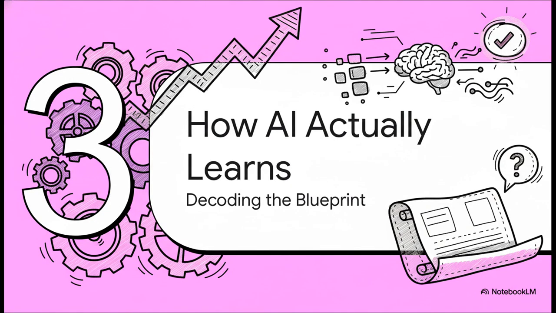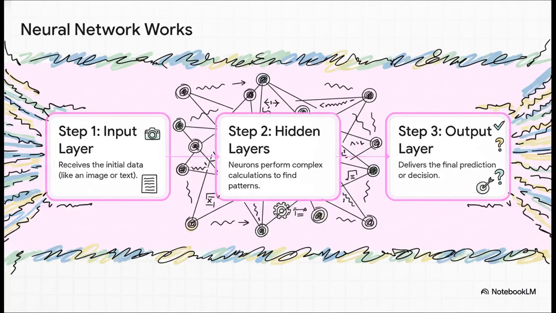So we know the different types of AI. But how does a model actually learn? I promise you, it's not magic. There's a blueprint, a clear process for how it goes from knowing absolutely nothing to making smart predictions. Let's decode it. It all goes down inside what's called a neural network.